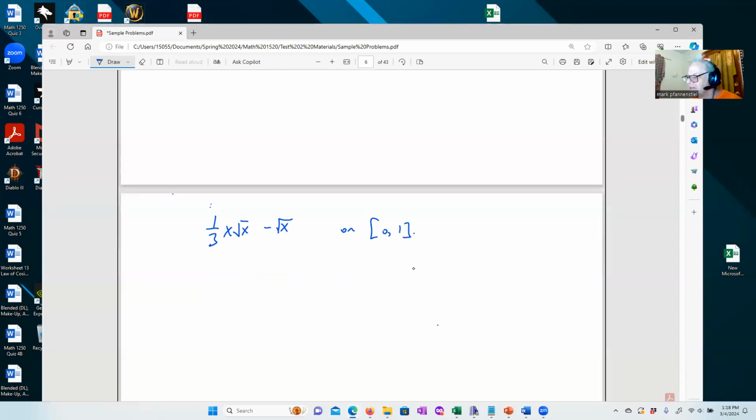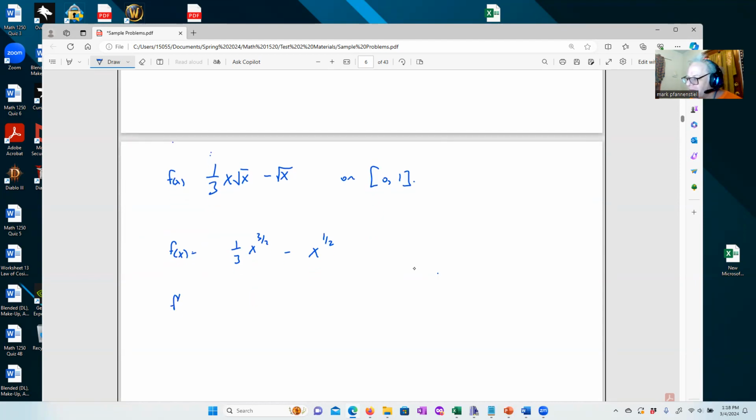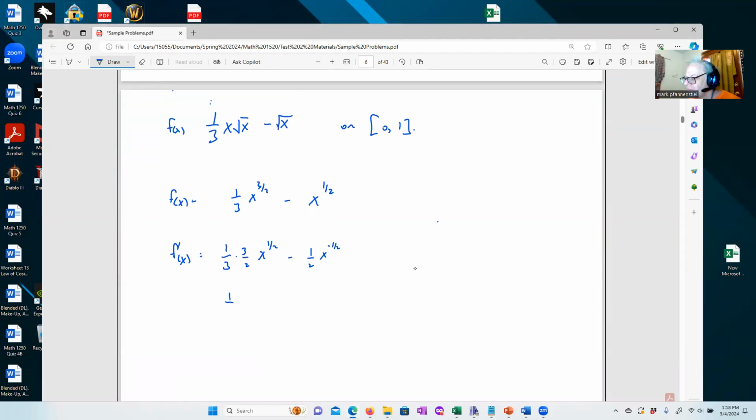Since we're going to take a derivative, I'm going to translate this to calculus and say f of x equals 1/3 x to the 3/2 minus x to the 1/2. Now go ahead and take our derivative. So f prime of x is 1/3 times 3/2 x to the 1/2 minus 1/2 x to the negative 1/2. Some stuff cancels, and we end up with 1/2 x to the 1/2 minus 1/2 x to the negative 1/2.